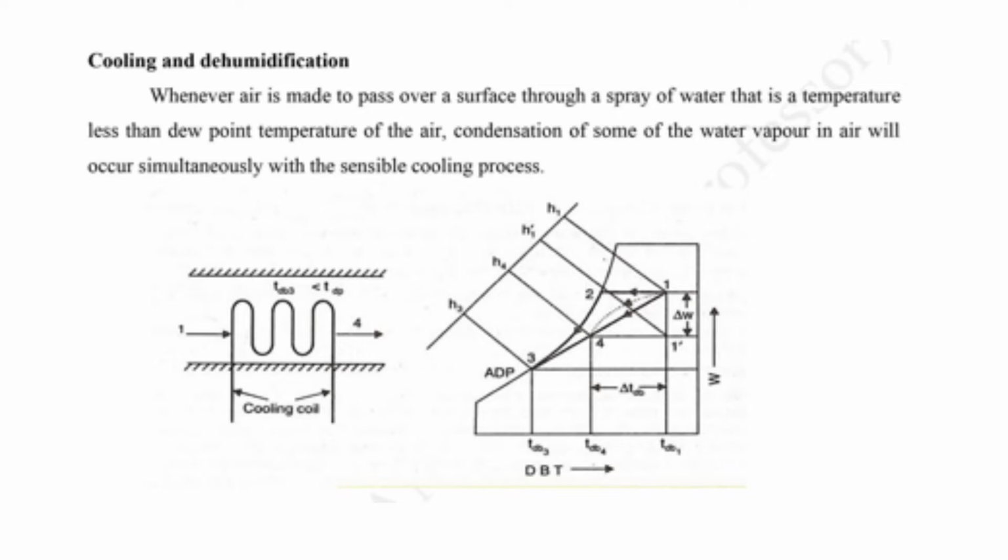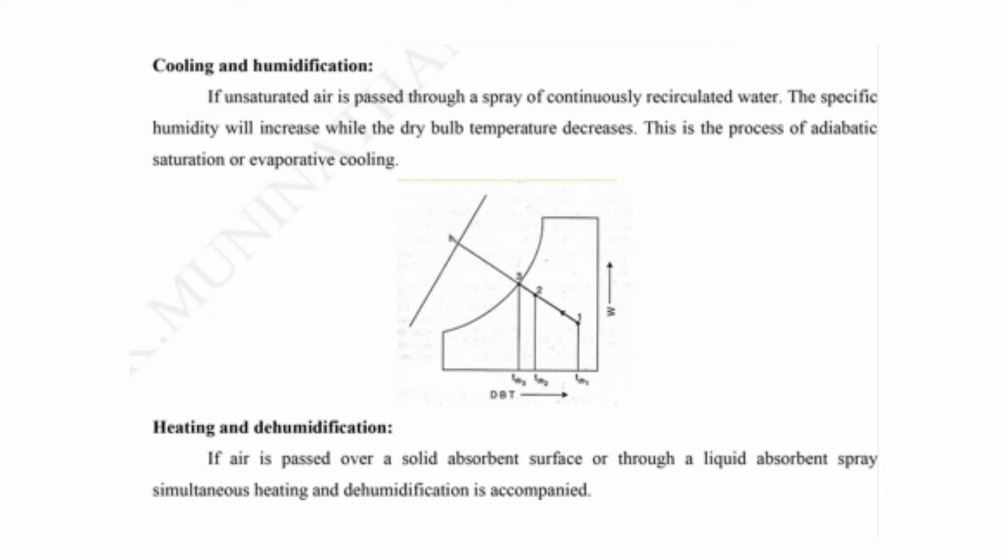In cooling and dehumidification, whenever air is made to pass over a surface or through a spray of water at a temperature less than the dew point temperature of the air, condensation of some of the water vapor in the air will occur simultaneously with the sensible cooling process. Then the cooling and humidification process: if unsaturated air is passed through a spray of continuously recirculated water, the specific humidity will increase while the dry bulb temperature decreases. This is the process of adiabatic saturation or evaporative cooling.